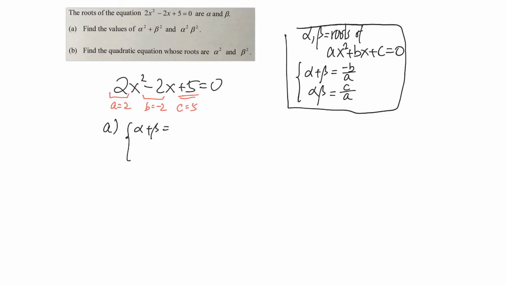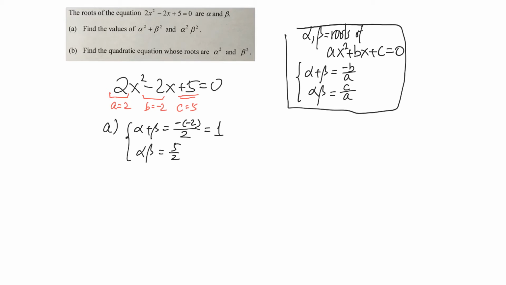So let's look at this example. When we have 2x squared minus 2x plus 5 equals 0, we will have a equals 2, b equals negative 2, include the negative, and here c equals 5. So in part A, we will have alpha plus beta equals negative b over a, which is negative negative 2 over 2, which equals 1.